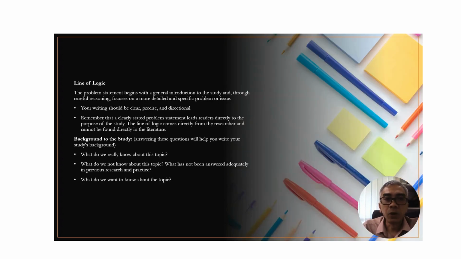This is what we call the line of logic. It is your reasoning, your argument, and importantly, it cannot be copied from literature. This is where your critical thinking as a researcher becomes visible.